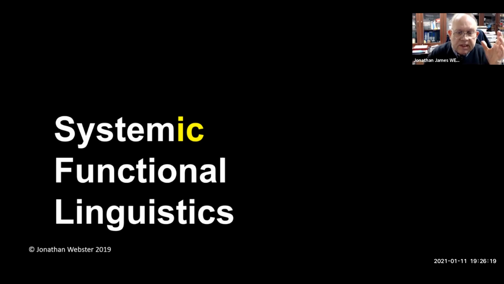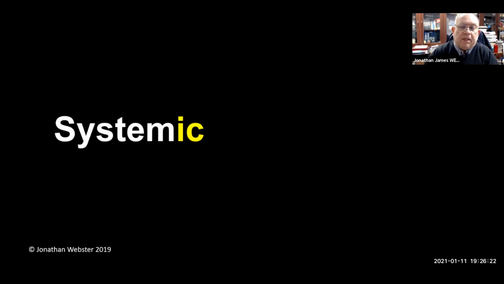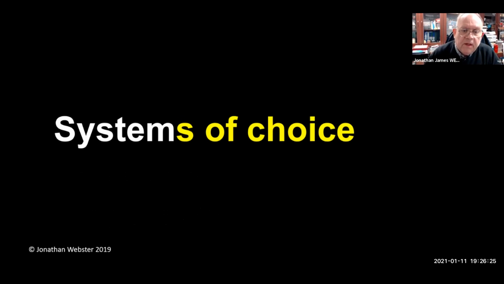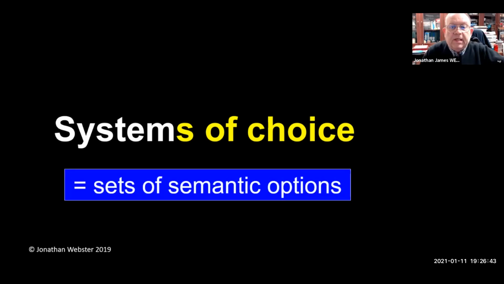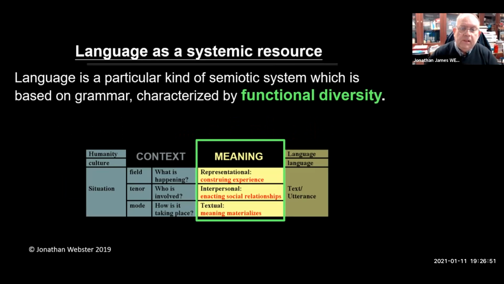What does that mean? What does it mean to say that something is systemic? It is made up of systems of choice. Systems of choice. So think of this. What is meaning? You have a meaning potential, the systems of choice. These sets of semantic options. All right, so Halliday sees language as a systemic resource.